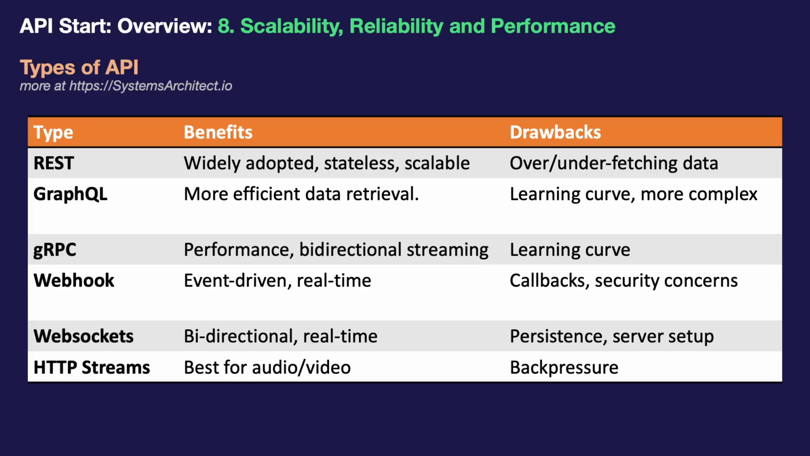There's the REST API, which is widely adopted. It's very popular, but it does have some downsides. GraphQL is often used in mobile apps. It's known for having more efficient data retrieval, but it is a little bit more complex and does have a learning curve to it. There are RPCs, which are used in other applications as well. They have performance benefits and can use bidirectional streaming. There are webhooks, WebSockets, and even HTTP streams. That's often used in audio and video.